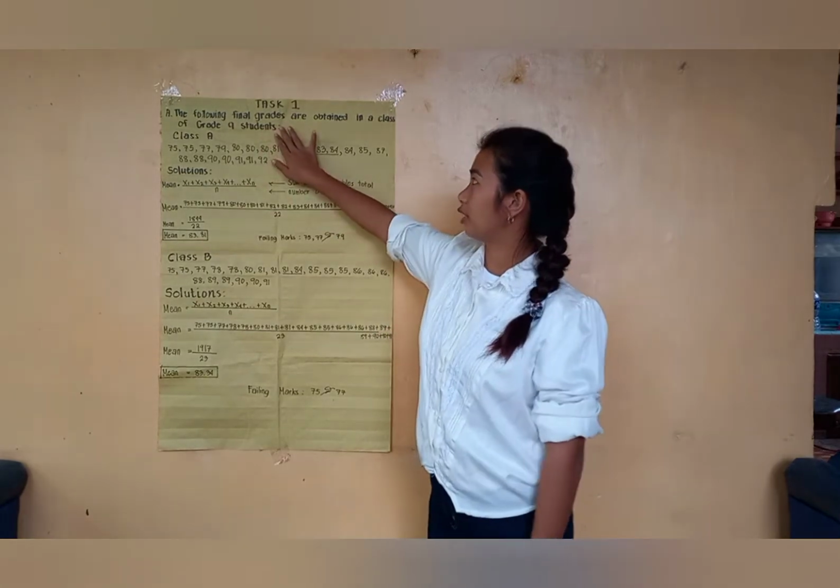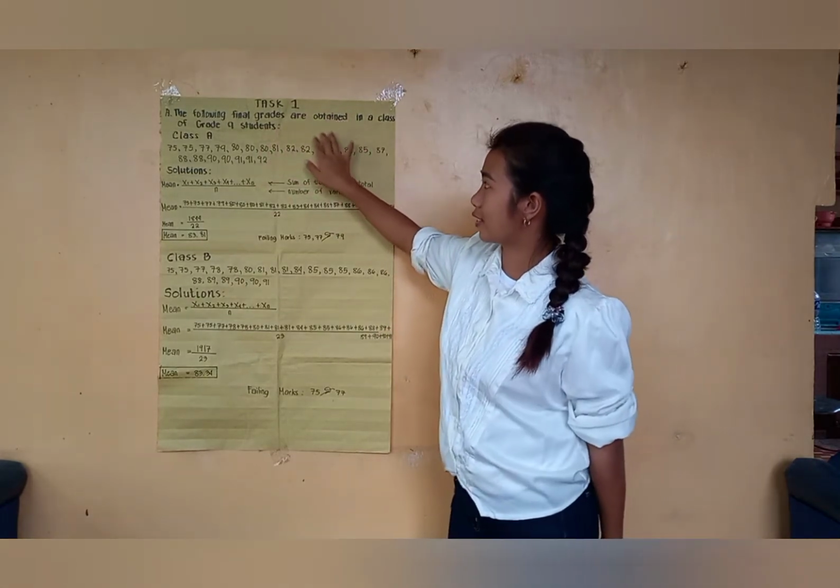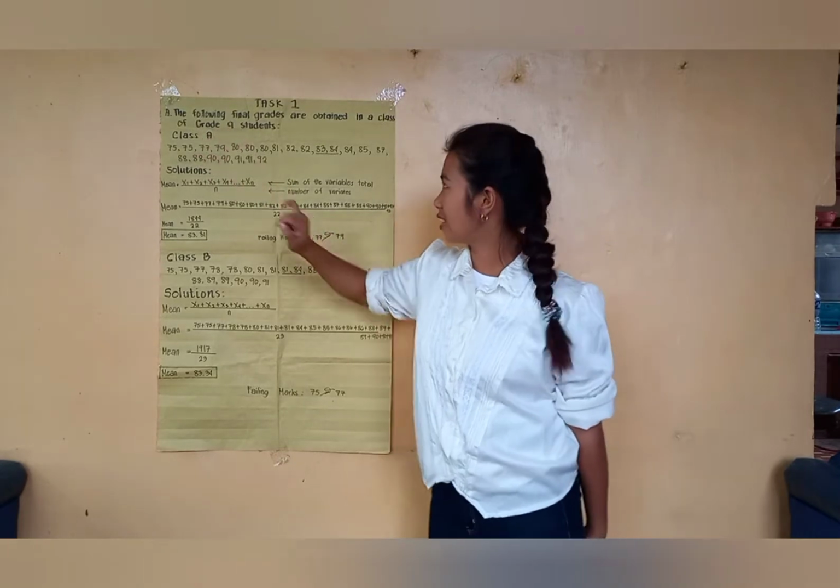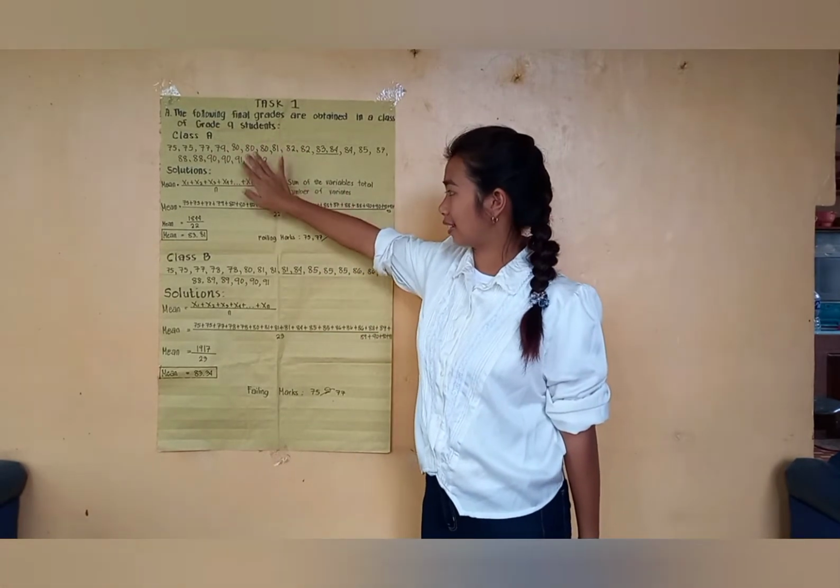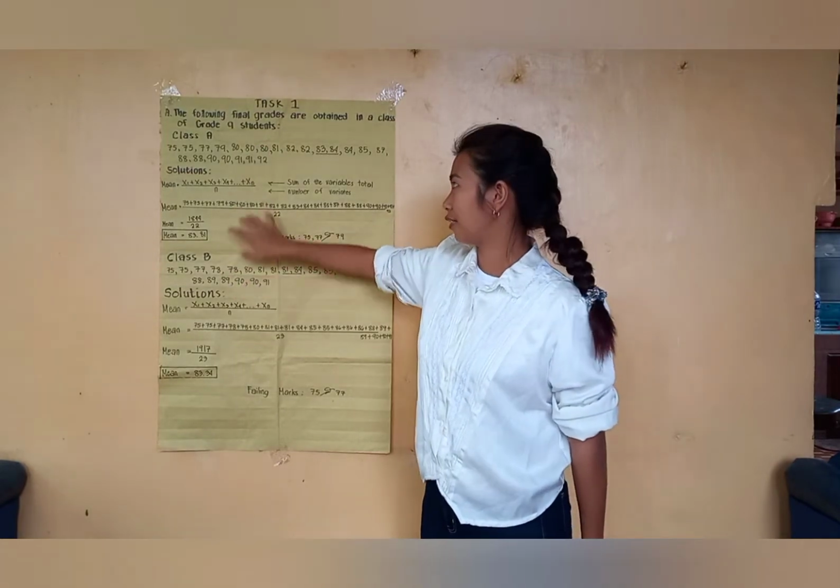The following final grades are obtained in a class of grade 9 students. The given in class 1A is the class A grades and the class B grades. So I already arranged it.